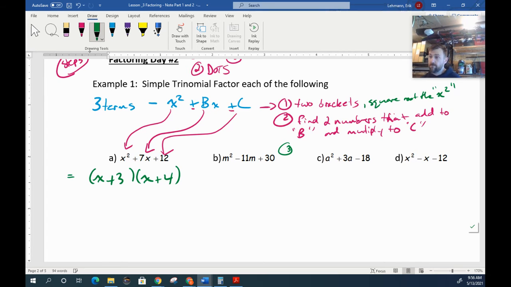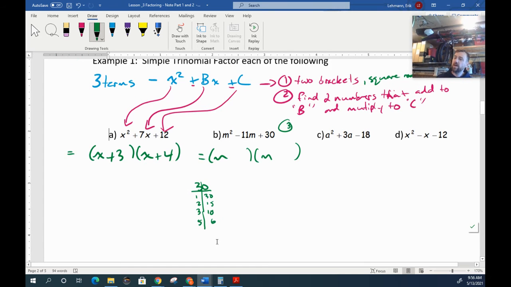Let's try it again. So, no GCF, no dots. We're going to do STF, simple trinomial factor. 2 brackets. It's an m, not an x. That's fine. Doesn't change anything. 2 numbers that multiply to 30 and add to negative 11. Now, here's where we've got to be a little bit careful. If I looked at my chart, I'd have 1 and 30, 2 and 15, 3 and 10, and 5 and 6. Those are my factors of 30 that I'm going to see on my chart.